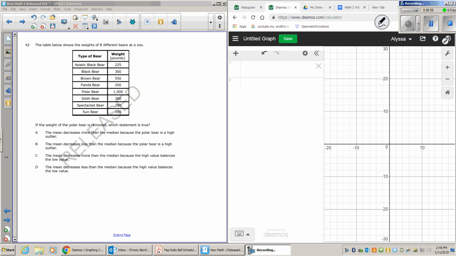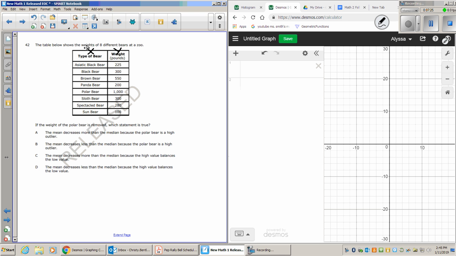Okay, we're taking a look at number 42. The table below shows the weights of 8 different bears at a zoo. If you look through the list, you're going to see in the first column the type of bear, and in the second column the weight. So the type of bear is our independent, or our x variable, and our weight is our dependent. Now it says, if the weight of the polar bear is removed, which statement is true?